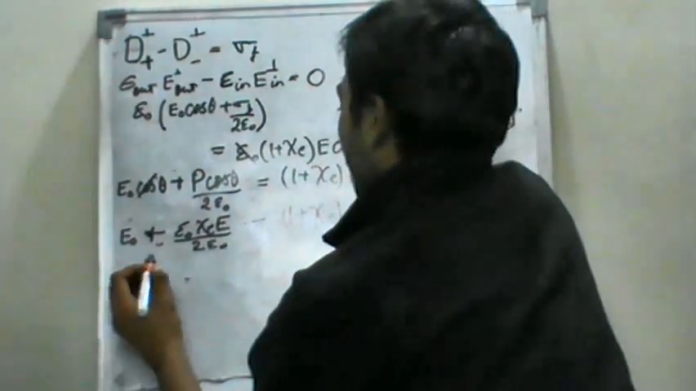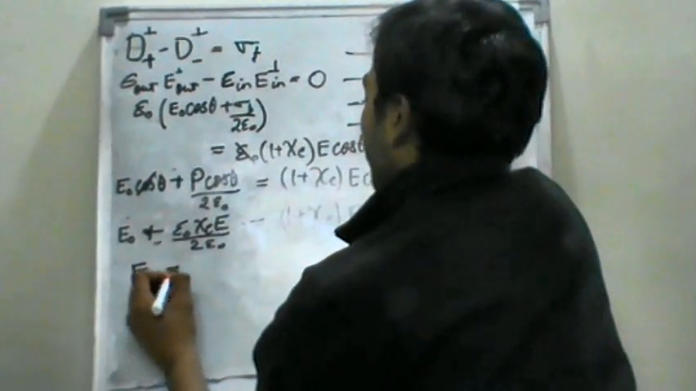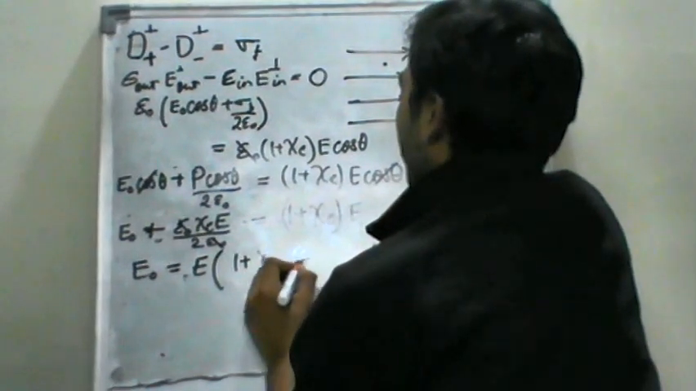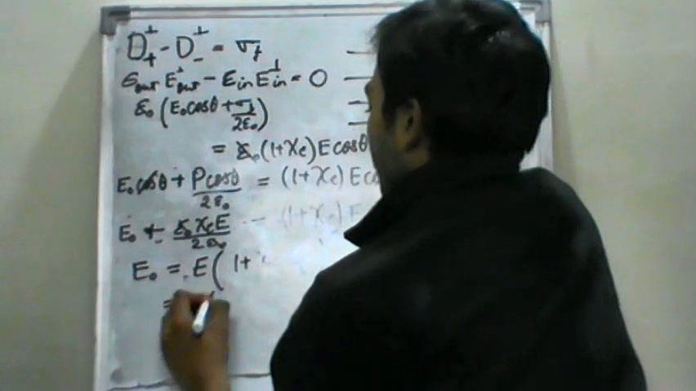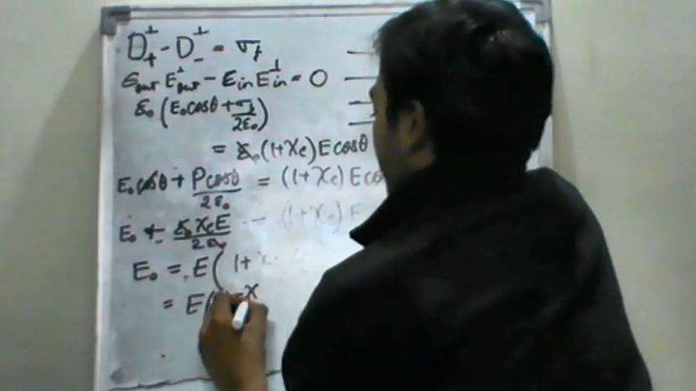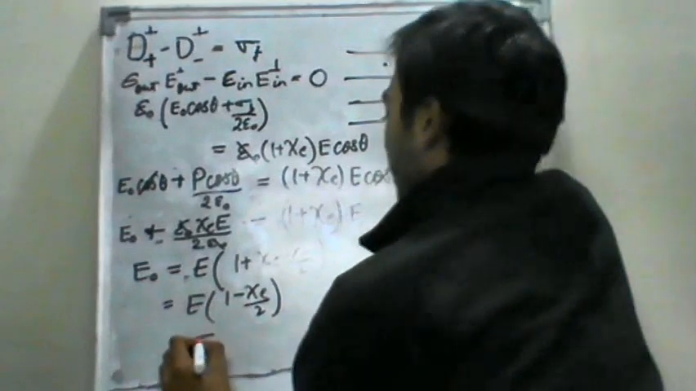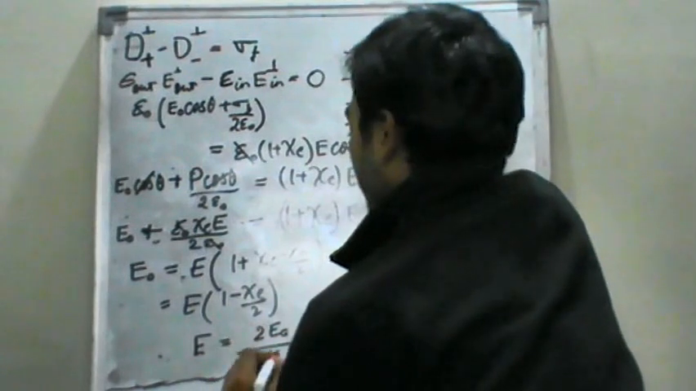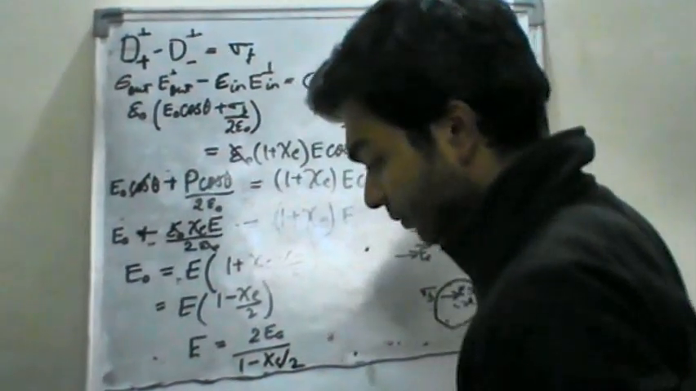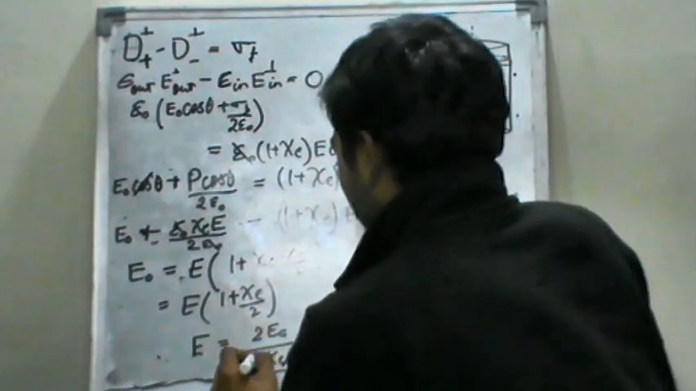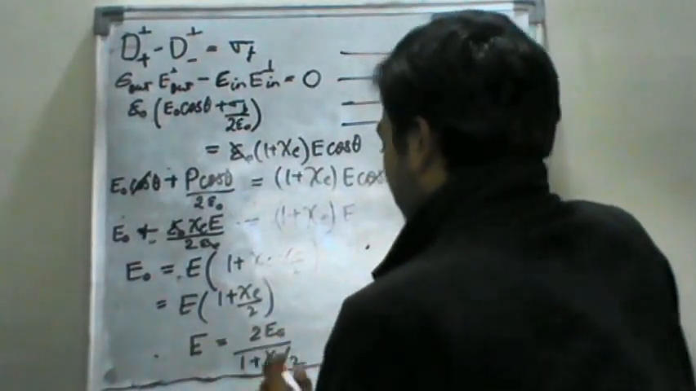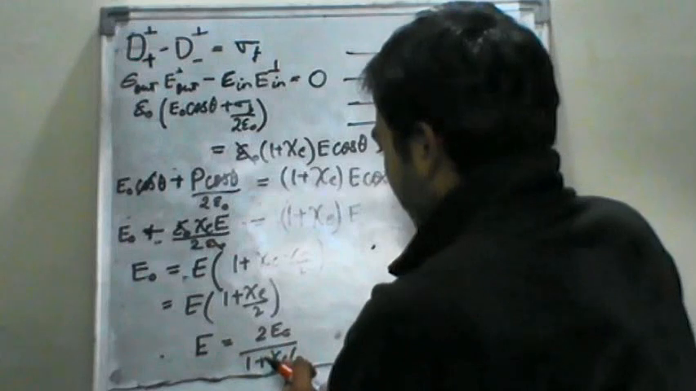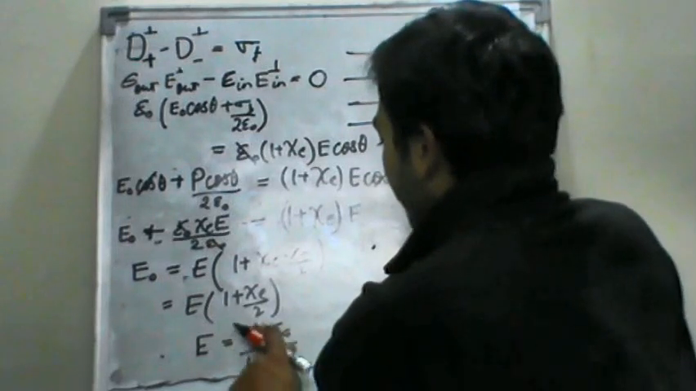Now solve for E. This is pretty straightforward. E is equal to E into 1 plus xc minus xe by 2 into E into 1 minus xe by 2. So electric field E is equal to 2 E naught by 1 minus xc by 2. Oh, sorry, 1 plus. Is that correct? 2 plus xc, I think. Yeah.